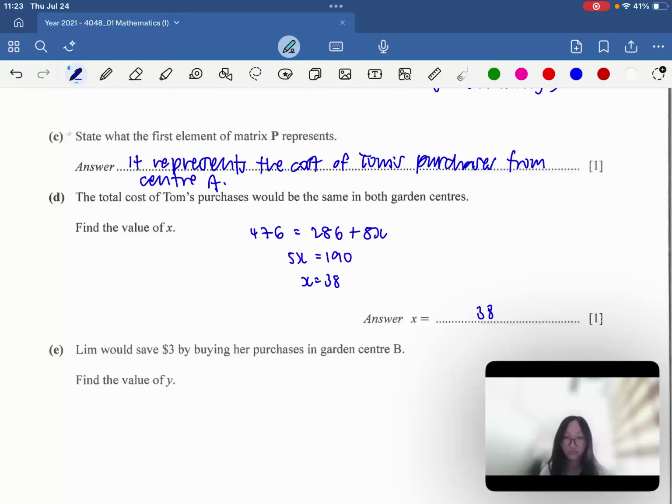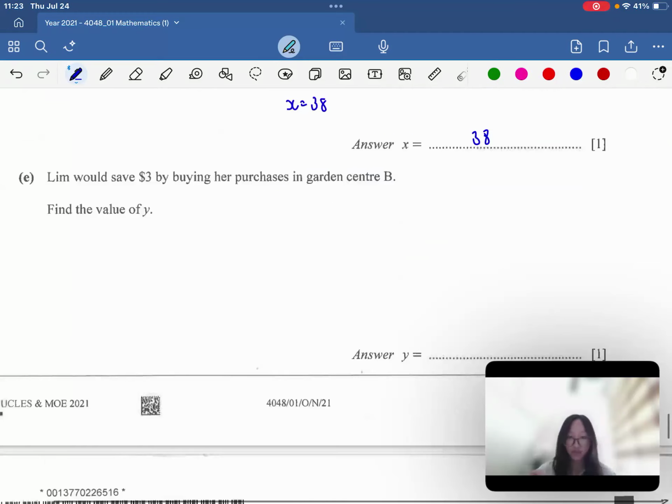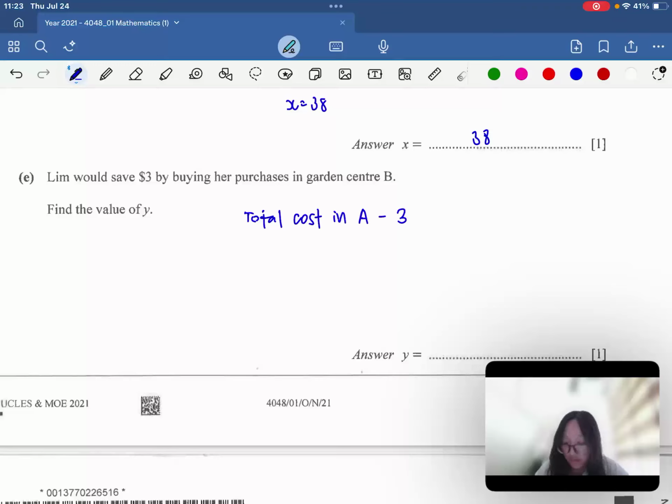Okay, so now we're going to do part E. Lynn would save $3 by buying her purchases in garden B. So Lynn would save $3 if she buys her purchases in garden B. So we're going to write out a word equation first so that we will understand what's going on. So total cost in A minus $3 would be the total cost in B. So that is simply what the statement is trying to tell us.